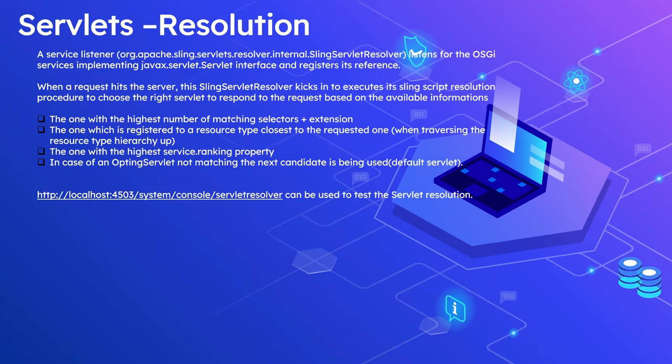Let us now see the details on servlet resolution. A service listener, the Sling servlet resolver, listens for the OSGi services implementing the javax.servlet.Servlet interface and registers the servlet. Both SlingSafeMethodsServlet and SlingAllMethodsServlet implement the javax.servlet.Servlet interface. When a request hits the server, the Sling servlet resolver executes the Sling script resolution procedure to choose the right servlet to respond to the request, based on the available information like path, selectors, extensions, etc.